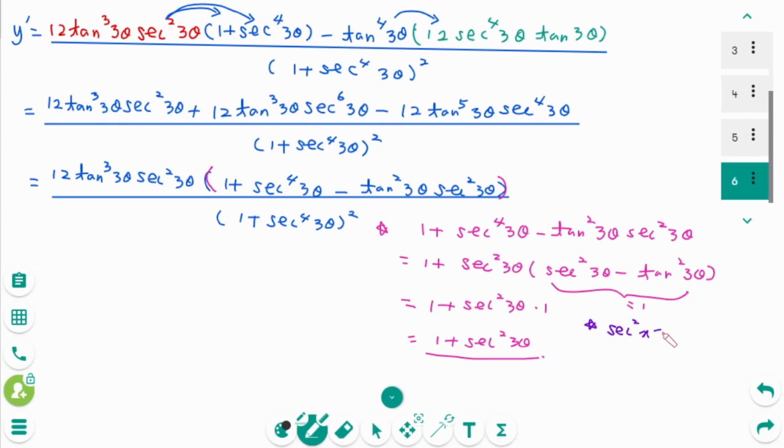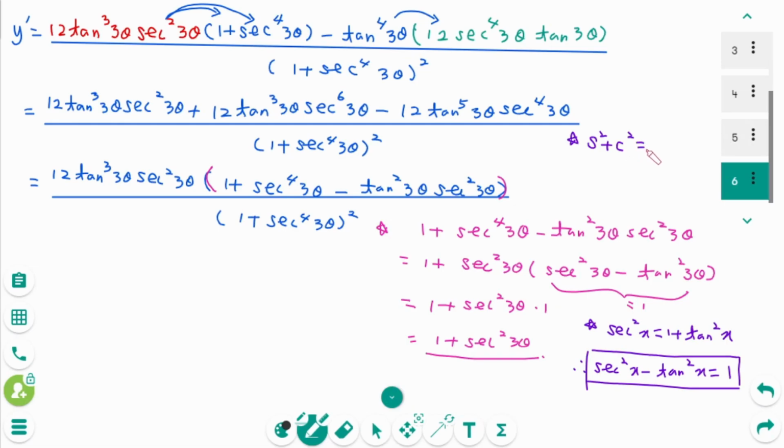Secant squared x equals 1 plus tangent squared x. So secant squared x minus tangent squared x equals 1. If you don't remember, try this way. Sine squared plus cosine squared equals 1. Then divide by cosine squared on each side, like this. Then tangent squared plus 1 equals secant squared x. Then you can use this one. Then back to the original.